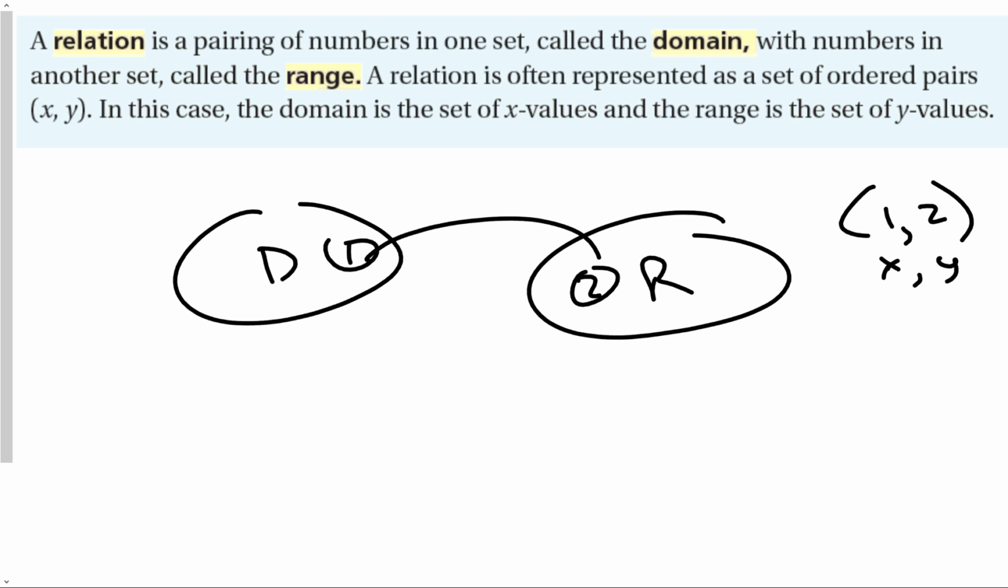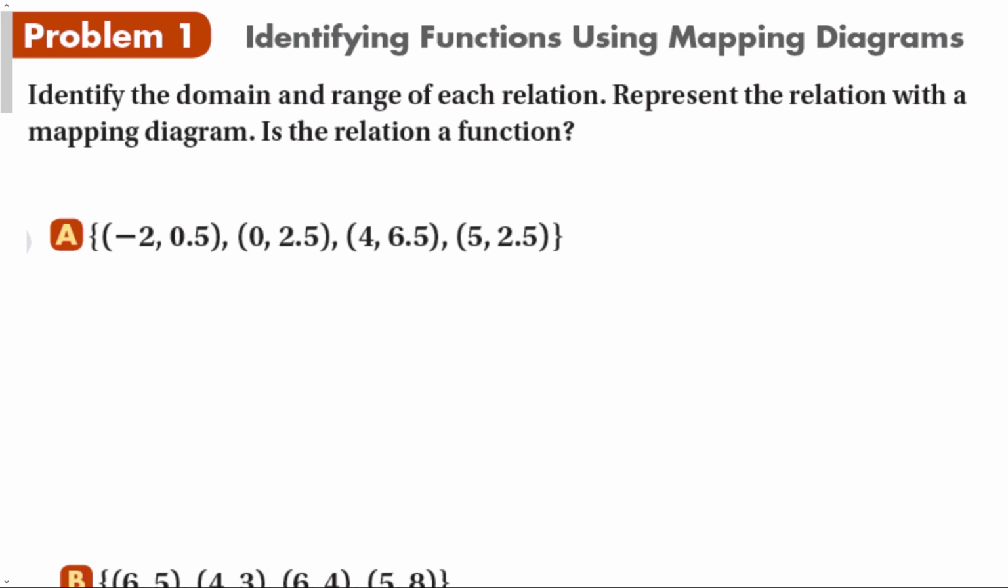So a relation is often represented like this as a set of ordered pairs with x comma y. In this case, the domain is the x values and the range is the y values. And that's kind of how most problems will work. When you look at a set of numbers, my domain is going to be the x values and the range is going to be the y values. So identify the domain and range in each relation and represent the relation with a mapping diagram, and then we're going to decide if it is a function.